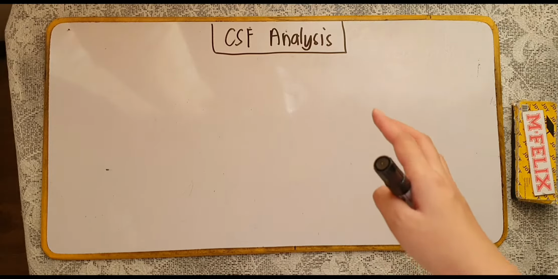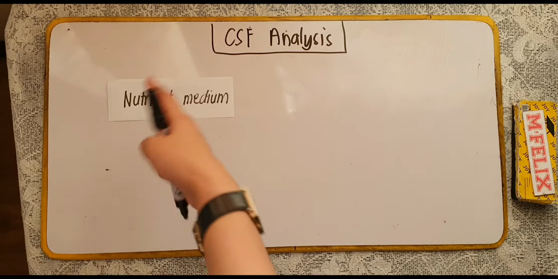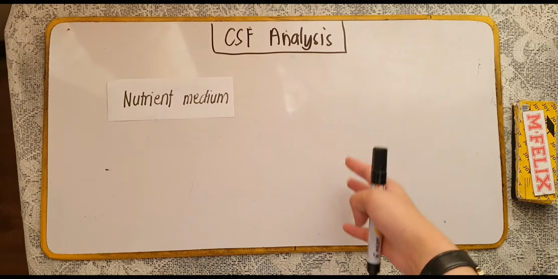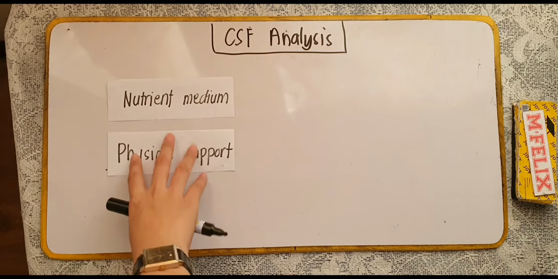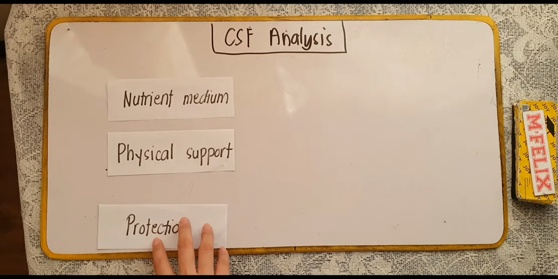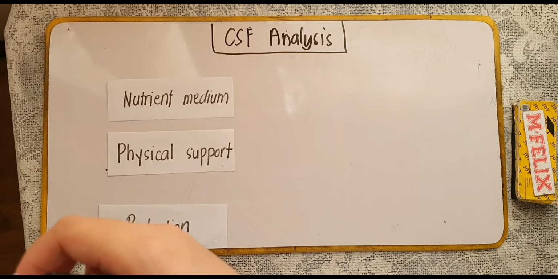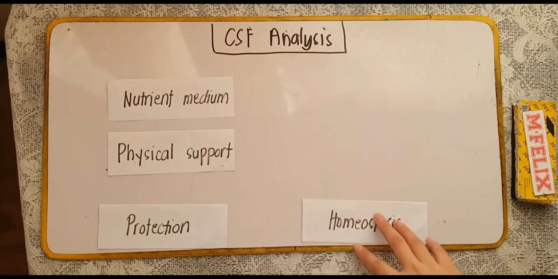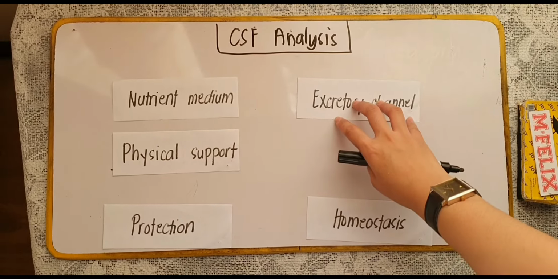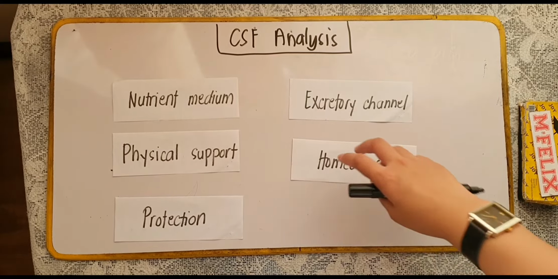Now, some important functions of the CSF include: it serves as a nutrient medium of the CNS, as well as functions to provide physical support and protection against sudden changes in acute venous and arterial blood pressure or impact pressure. Aside from this, it serves as an excretory channel for metabolic products of the CNS. And lastly, it maintains CNS ionic homeostasis.